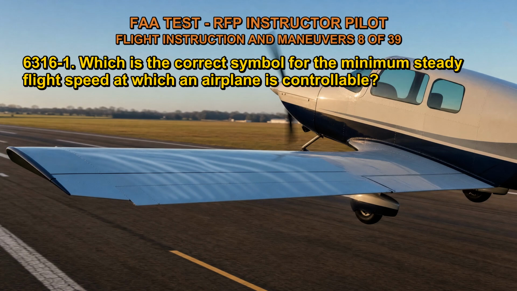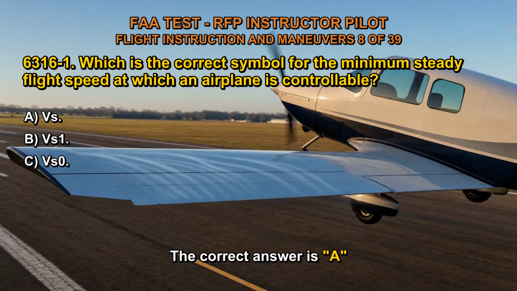6316-1. Which is the correct symbol for the minimum steady flight speed at which an airplane is controllable? A. Vs. B. Vs1. C. Vs0. The correct answer is A.